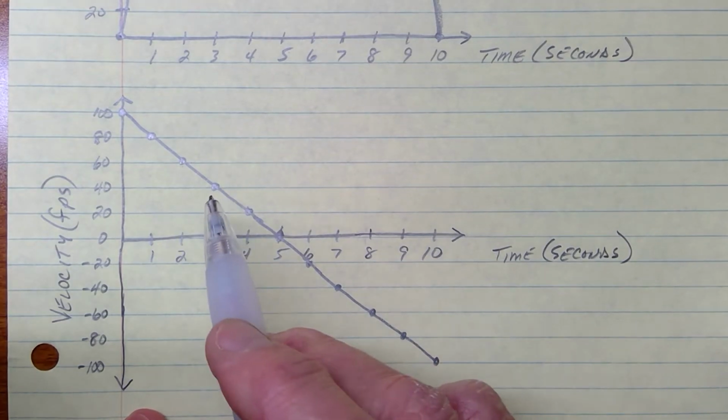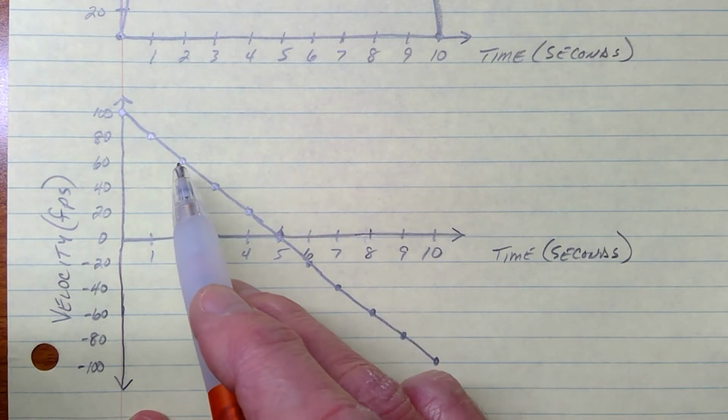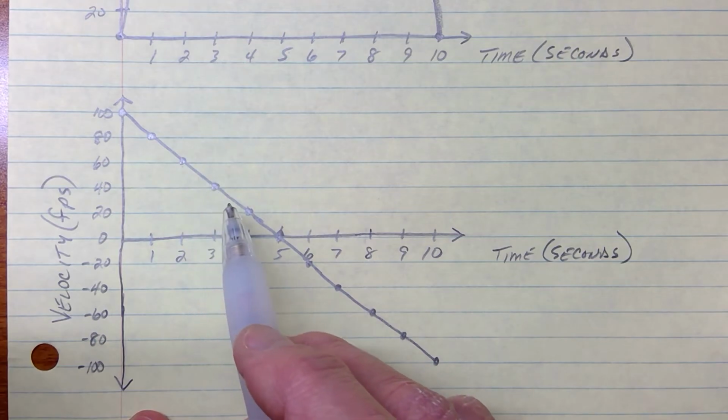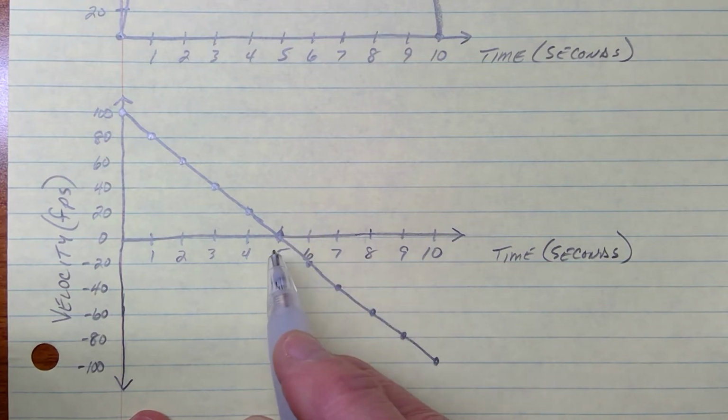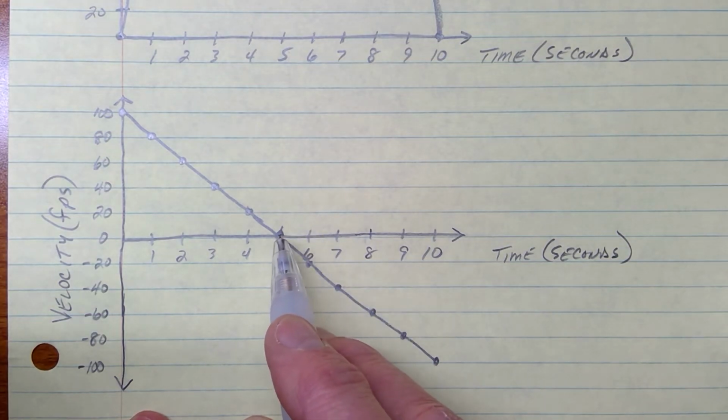So a good thing to note: if your original distance graph is rising, all the slopes will be positive. If your original distance graph is falling, all the slopes will be negative. And if you've reached a peak or a valley, your slope will be 0.